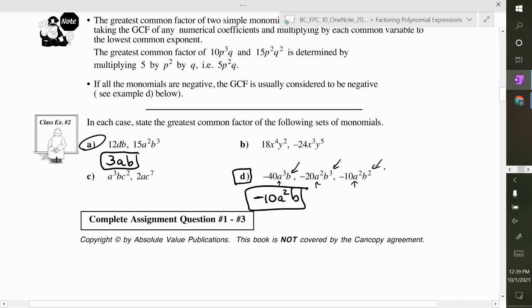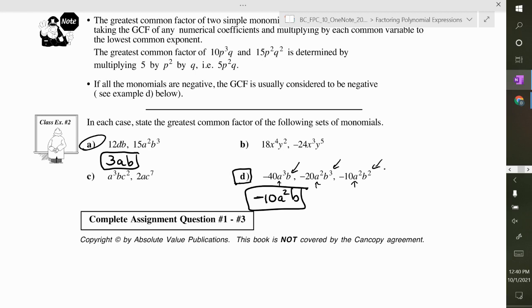Okay? Are there any questions? Yep. What happens if you have a positive and a negative? You can choose to take a negative out. You'll see later on, sometimes you want to take a negative out, sometimes you don't. But right now, they're either all going to be positive or all going to be negative. But later on, it depends what you want to do with it. Okay?